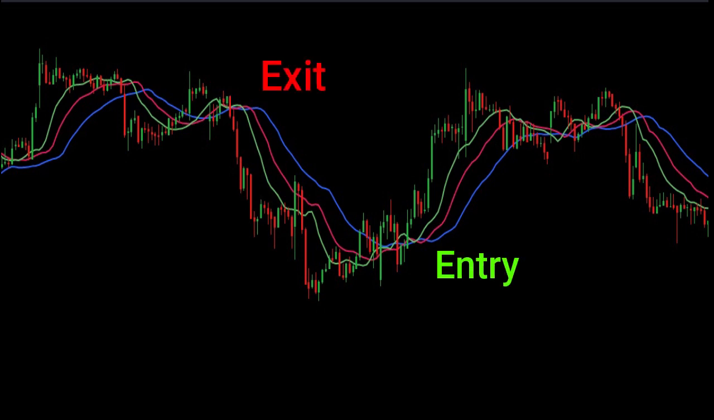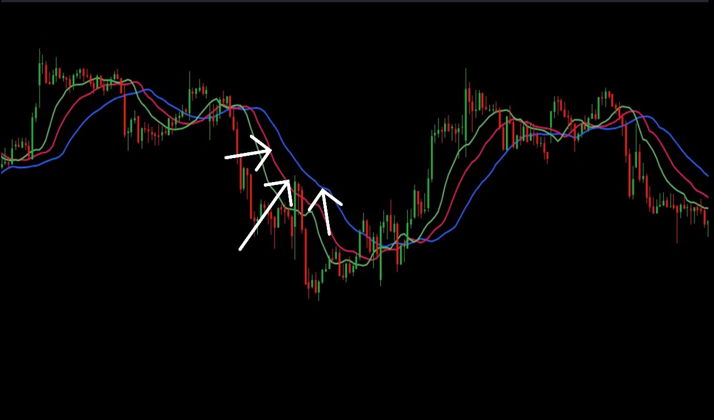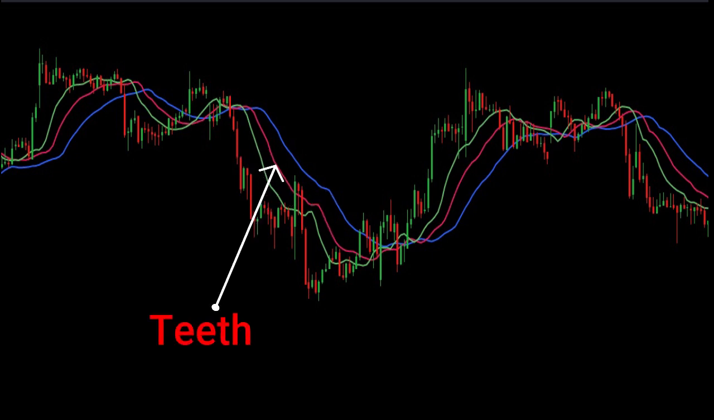The alligator indicator has three lines. By default, the three lines are in red, blue, and green color. The red line is known as the teeth while the blue line is the jaws. The green line is known as the lips.